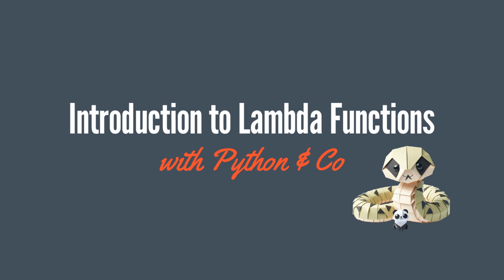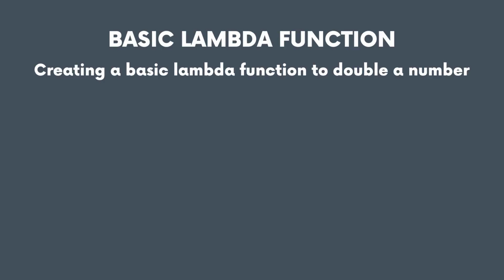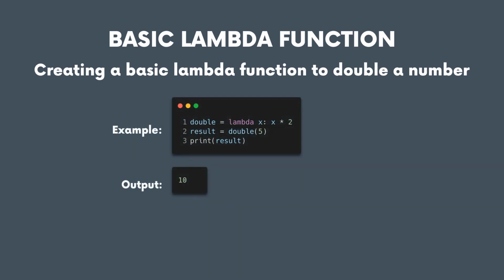Let's jump right in. To start, let's create a simple Lambda function that doubles a given number. Here, we define a Lambda function named double that takes one argument x and returns x * 2. We then call this Lambda function with an argument of 5 and print the result, which is 10.